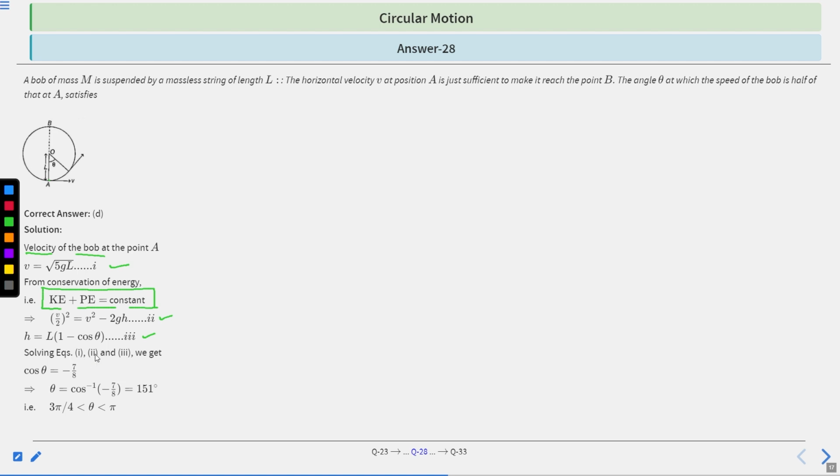Solving equations 1, 2 and 3, we get cos theta equal to minus 7 divided by 8, and theta equals cos inverse of minus 7 by 8, which is equal to 151 degree. So theta is greater than 3 pi by 4 and less than pi. This is the correct answer. Option D is correct.